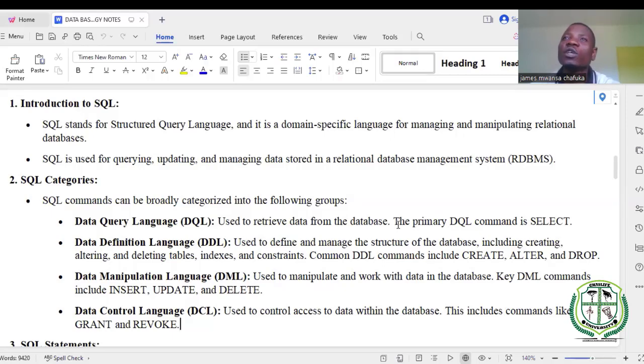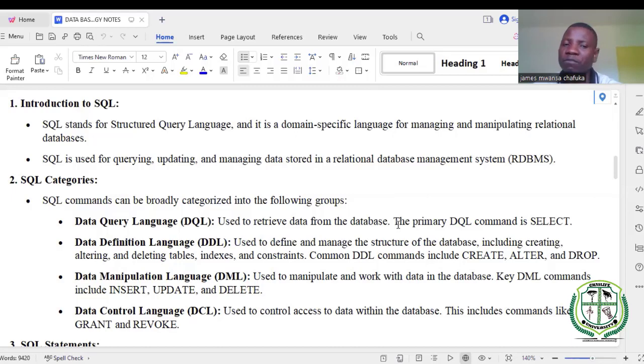So if you want to interact or work with the data within the database, you need to prompt data manipulation language, which includes insert, update, and delete.